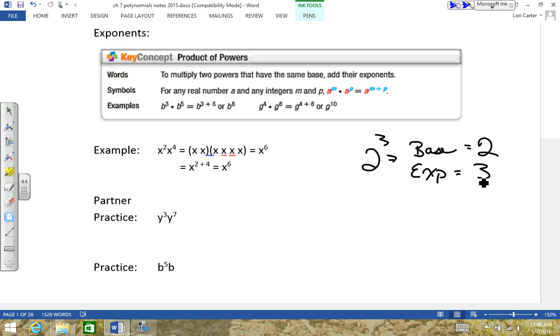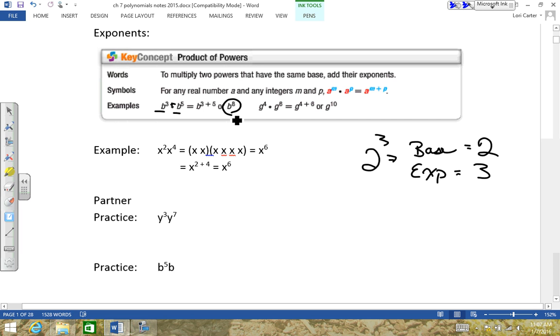All right, now, when you're doing this, there's lots of rules. We're going to add them, subtract them, and multiply them. Today, we're only going to add and multiply, because it's a little bit easier. When you take like bases, here the base is b, you take the exponents and you add them. So 3 plus 5 is 8. Good?